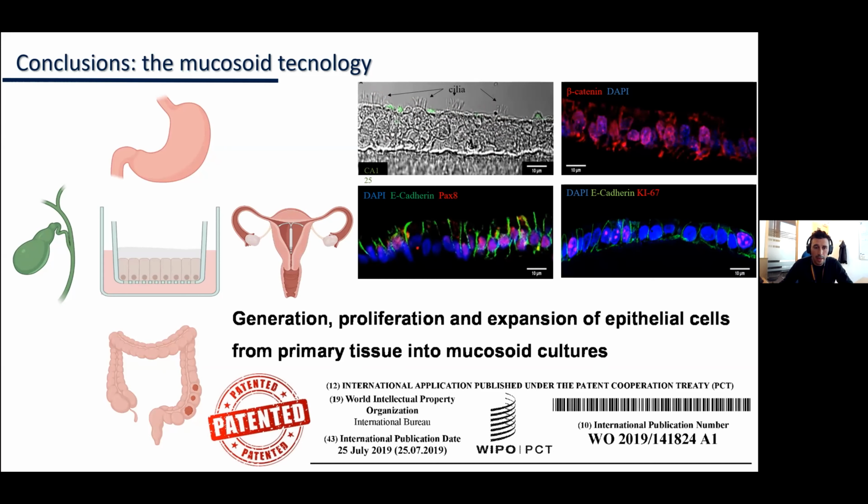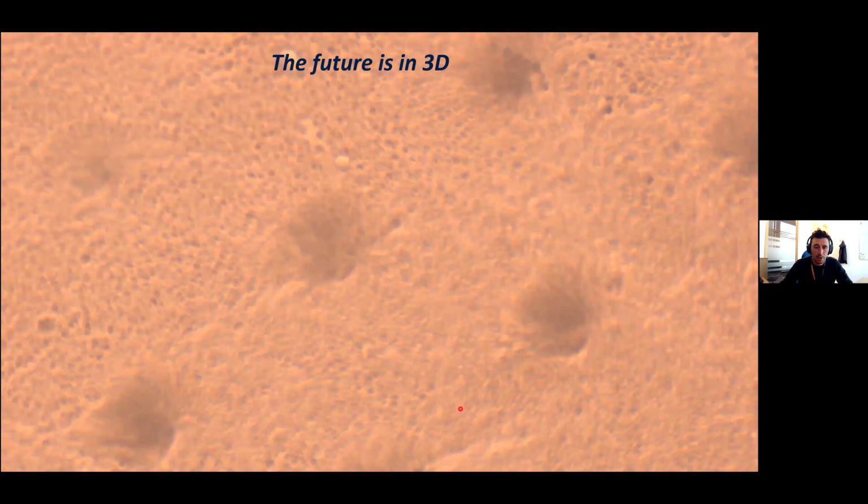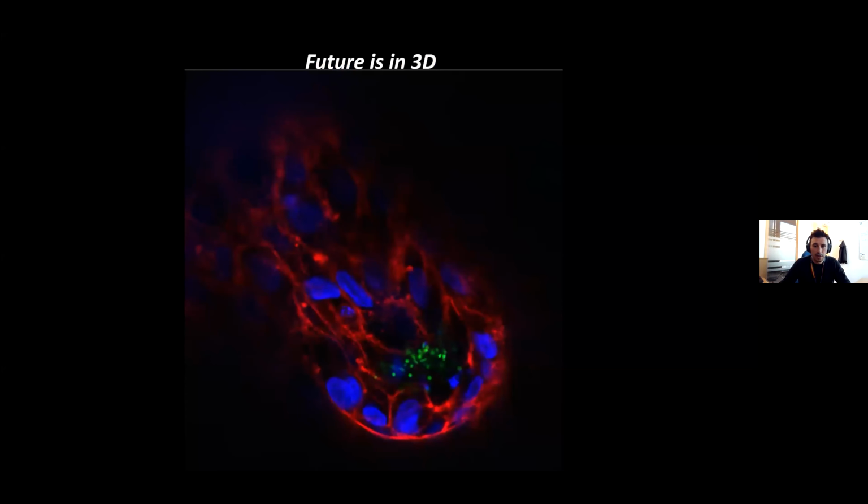And what we are doing next is to make even more complex models, so to make these models more three-dimensional. So instead of having a flat layer of epithelial cells which mimics the barrier, we would like to fold this barrier to make the real niches that are found in the gastrointestinal tract, so glands and crypts, and of course to do infection studies with this.